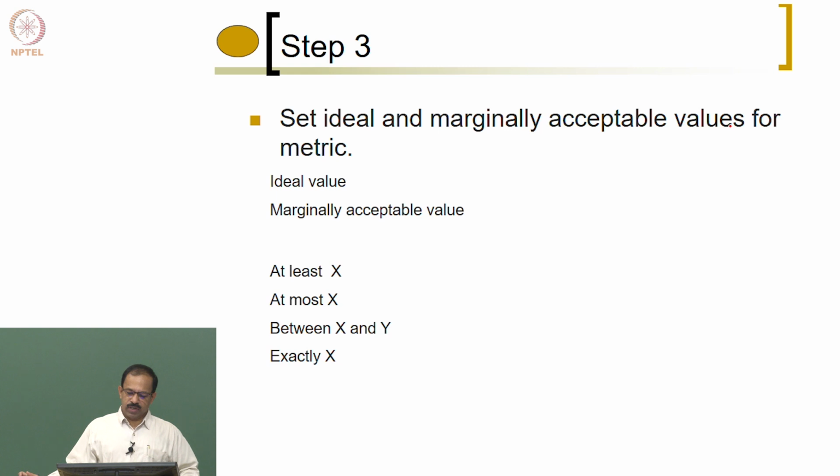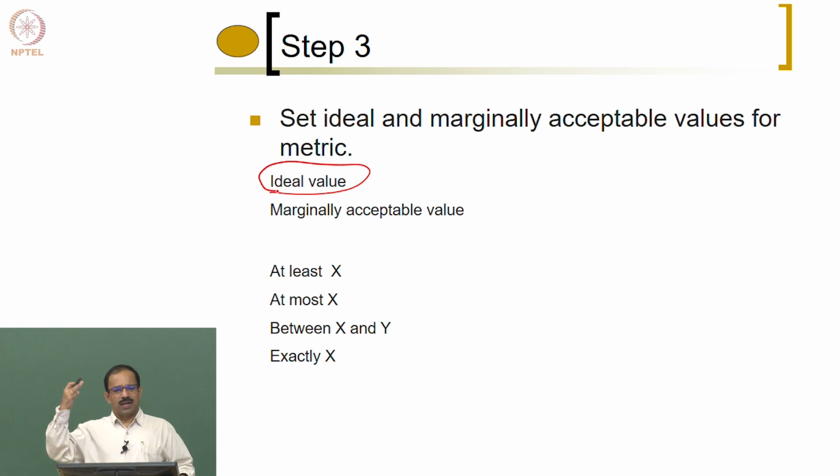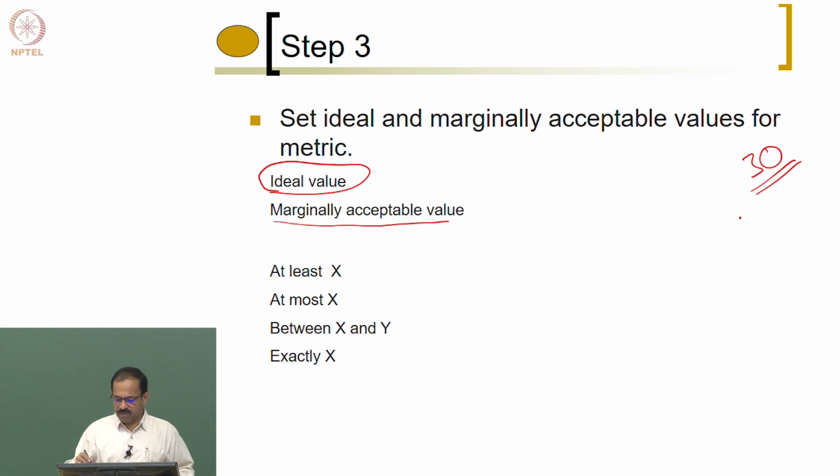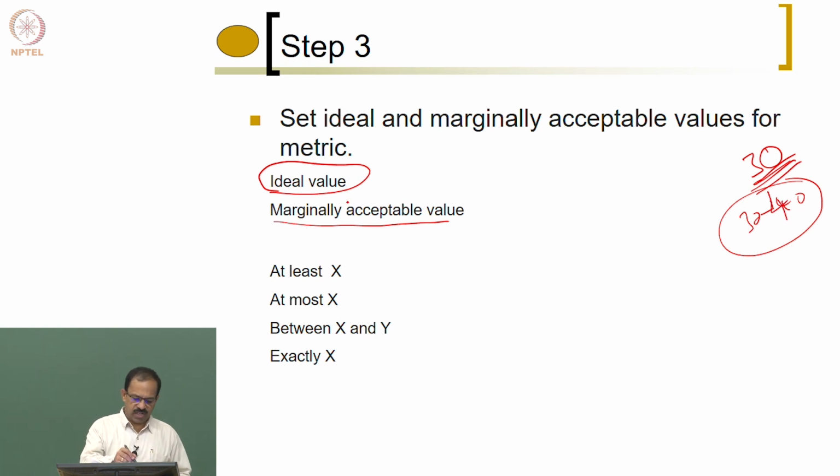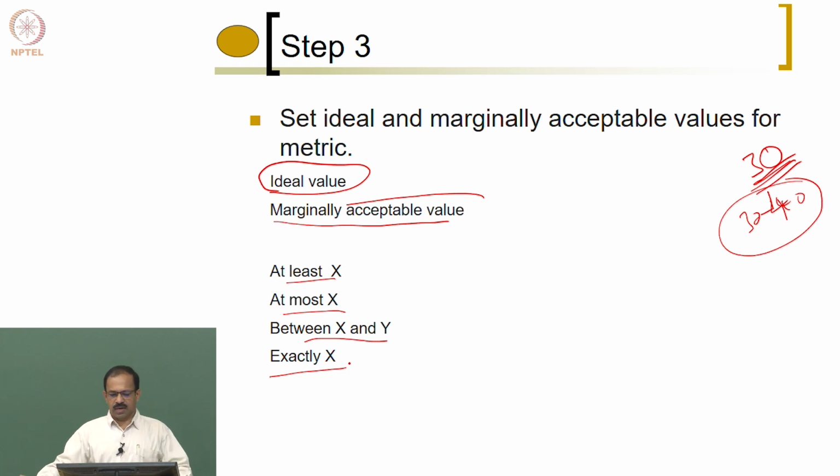Okay, so we got these values. You can actually have an ideal value, where you say, okay, this is the ideal I would like to have, but then you need to have a marginally acceptable value also, because you may not always be able to reach the ideal. You can say, okay, my time to assemble should be 30 seconds, that is the ideal value, but I'll be happy if I can get between 30 and 40 also. This is the lowest I would like to have, but if it is within 40, I am fine. That is known as the marginally acceptable values, where you have at least x, at most x, between x and y, or exactly x. That is basically known as the target values.